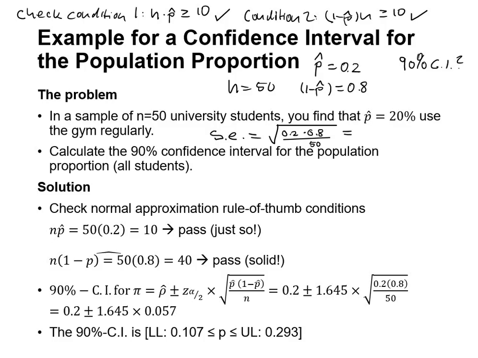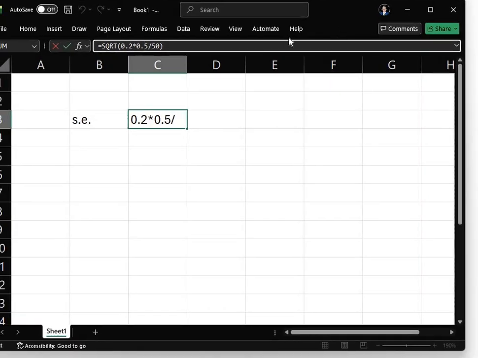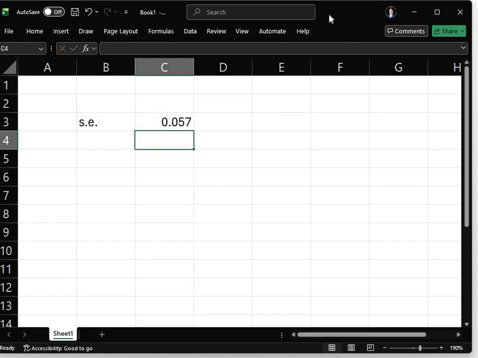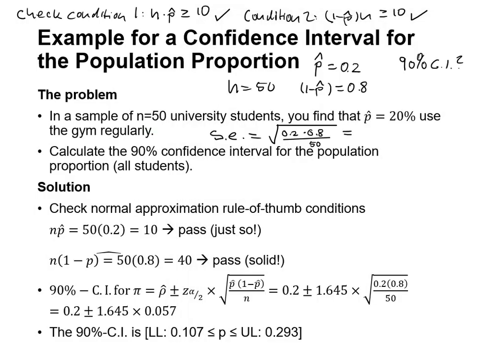Actually, I made a typo here. Let's go back. You see there's a typo, 0.2 should be 0.8. Okay, 0.057. So I had a typo here. It's 0.057. And so that is 0.057.